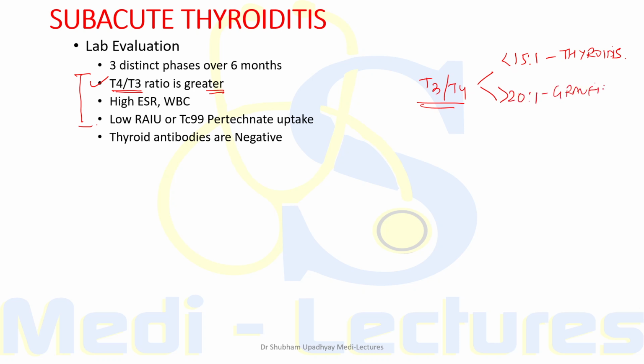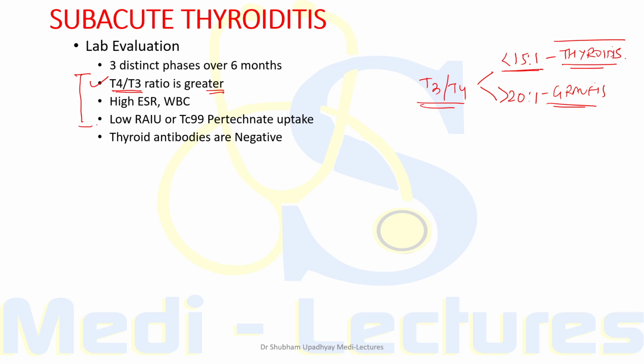Now the major storage form of the thyroid hormone is T4, and there is release of preformed thyroid hormone in thyroiditis. So there will be more of T4 which is released, but at the end it will be converted to T3 in the peripheral circulation. But still the ratio will be less than 15:1, as more of T4 is being released.